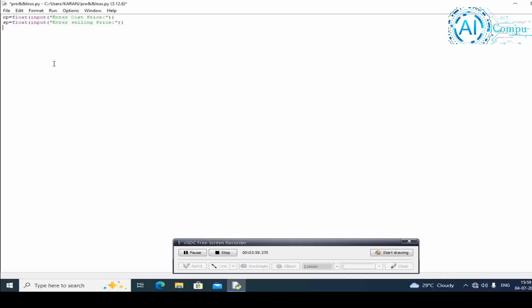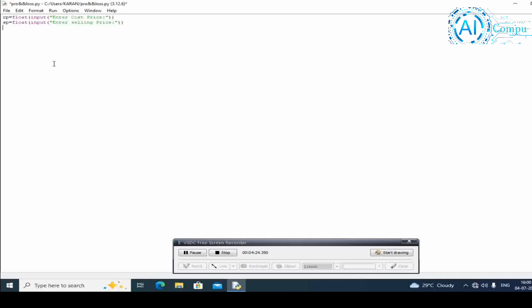After this, how will I calculate profit or loss? In mathematical form, if selling price is greater than cost price, then profit is generated. Otherwise, if cost price is greater than selling price, then loss is generated. And if selling price and cost price are equal, then no profit, no loss: zero profit, zero loss. So these three conditions we have to write here.